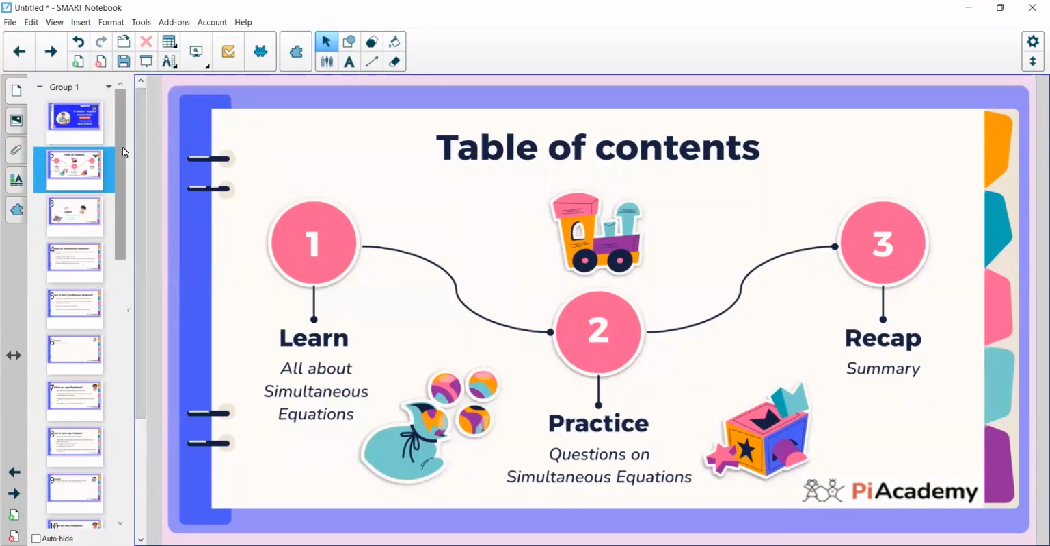The entire class has been divided into 3 sessions. First is the learning session, where we'll be learning all about simultaneous equations, what age problems are, and what coin problems are. Then we'll move on to practicing questions based on simultaneous equations, age, and coin word problems. And at last, we would have a very short recap and summary of the discussions we had in this masterclass.